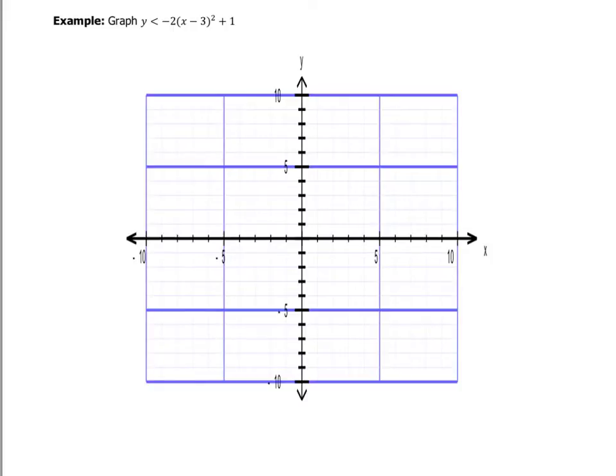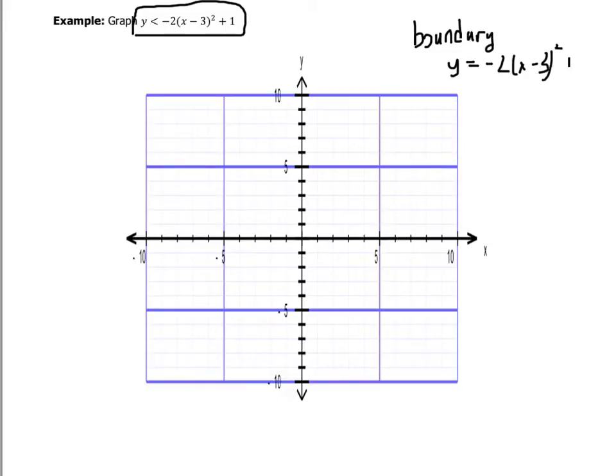Okay, so we want to graph the border or the boundary line for y less than -2 times (x minus 3) all squared plus 1. So the border here, the boundary, is the equality y equals -2 times (x minus 3) all squared plus 1. Well, this is in vertex form, so we know that the vertex is at (3, 1).